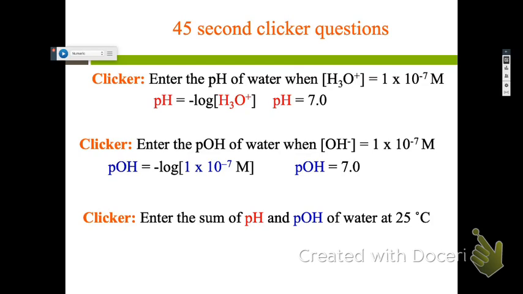Okay? Can you ever have a pH greater than 14 or less than 0? In the real world, I would say no. I don't know. Maybe. What does that mean? Let's think about the logs. So talk to your neighbor. Thinking about logs, what does that mean to have a pH less than 0 or a pH greater than 14? What does that tell us?